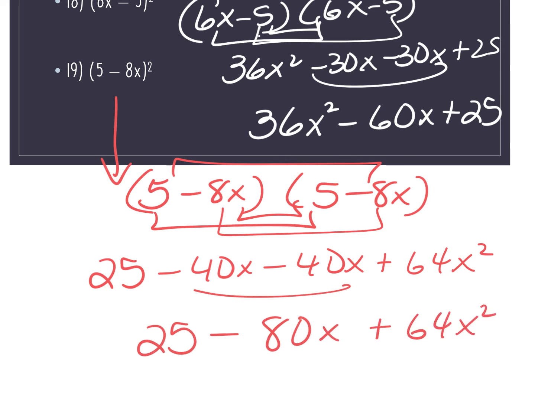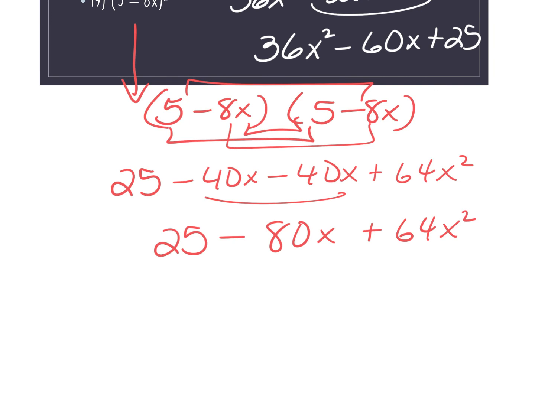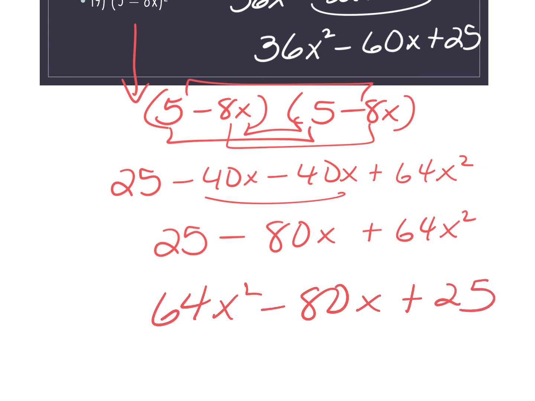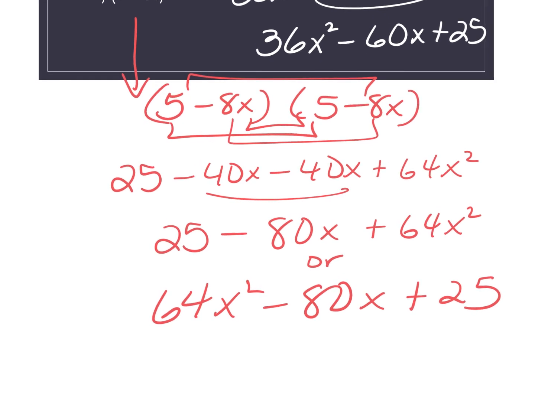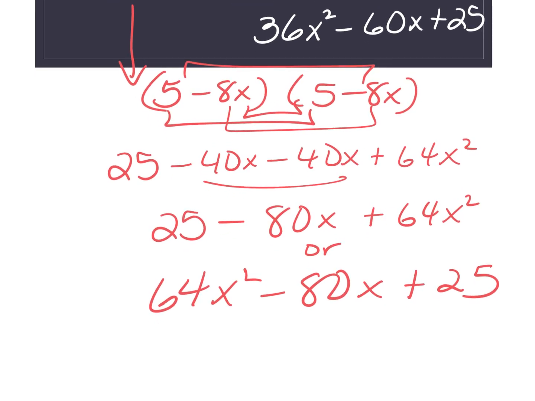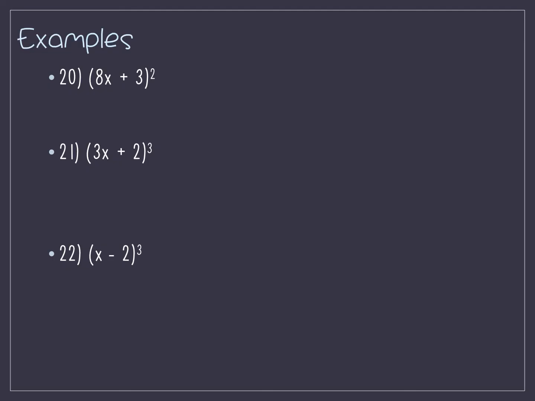Now, if it asks you to write it in standard form, you would put the 64 first, then the 80, then the 25. Either answer is acceptable, but just read what WebAssign wants you to do. All right, let's try the next one. Same thing. We're just going to write it twice and FOIL it.